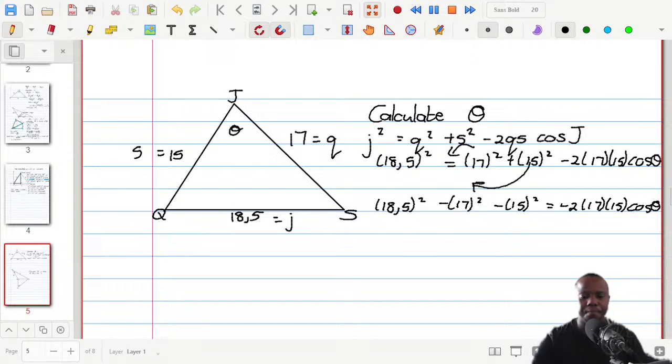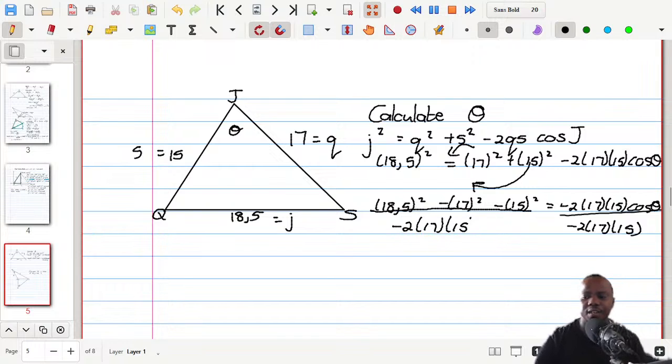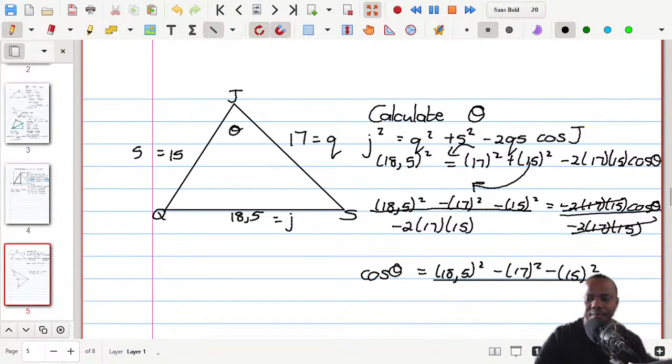Now from here, what you can do is divide both sides by negative 2 times 17 times 15. Then divide this side by negative 2 times 17 times 15. This is going to cancel that. So we are going to remain with cos of theta is equal to 18.5 squared minus 17 squared minus 15 squared, then all of this is divided by negative 2 times 17 times 15.